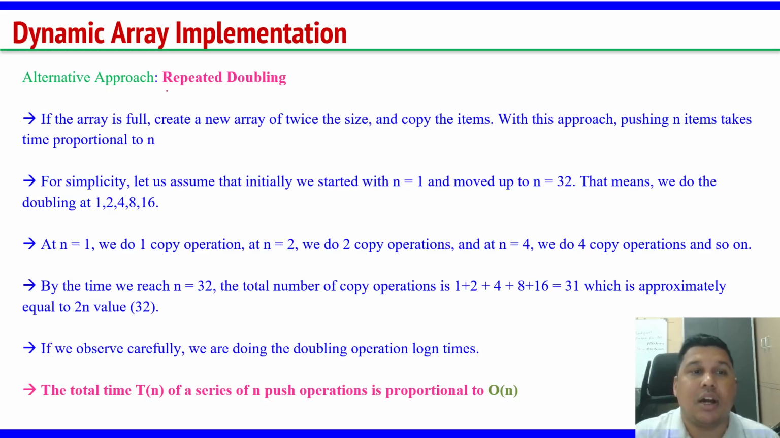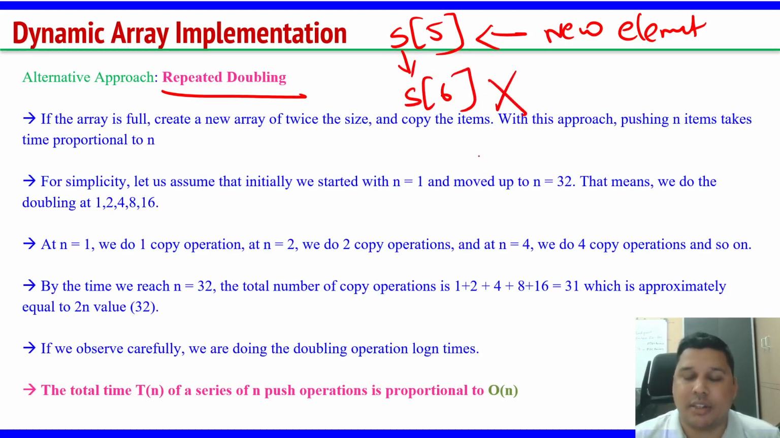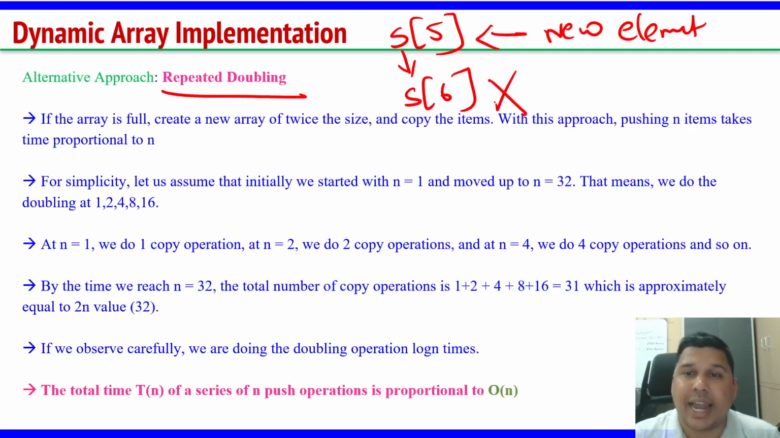One alternative is repeated doubling. It means first you declare the size of array as S of 5 dynamically. Then when there comes a requirement to insert a new element, instead of incrementing, instead of making this array size S of 5 to S of 6, which is the old implementation where you increment the size by 1, you double the size of existing array. So make it S of 10. So this is a little better, no?